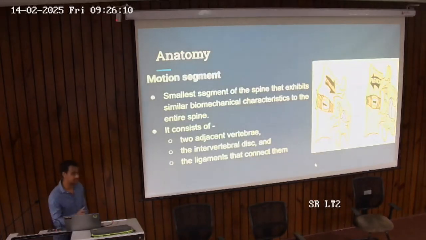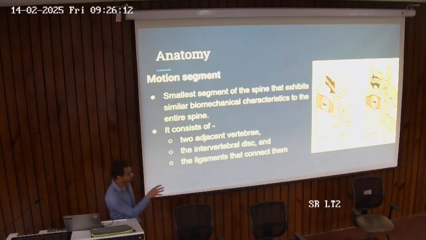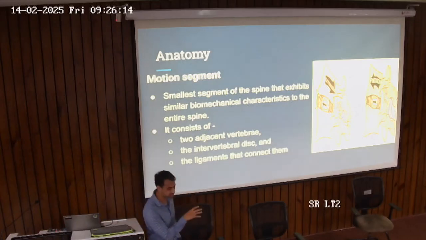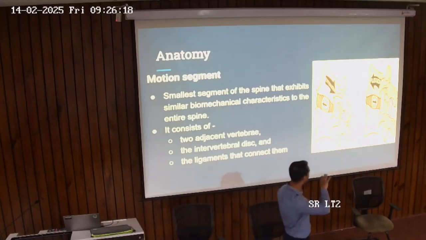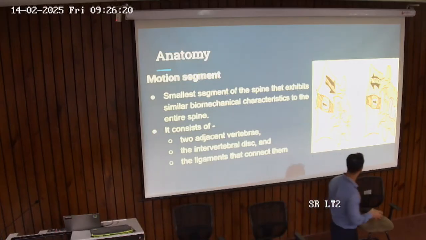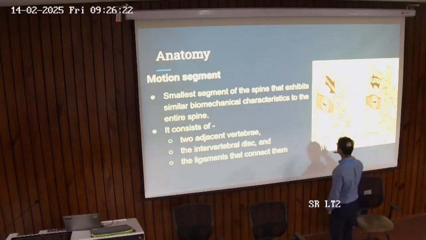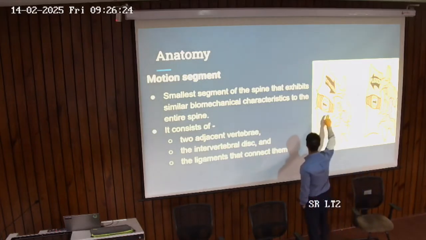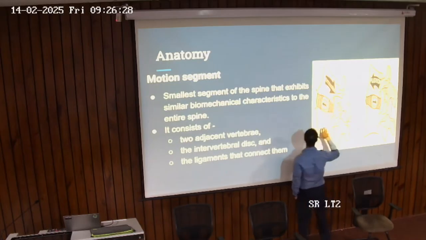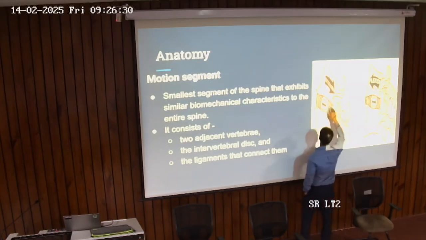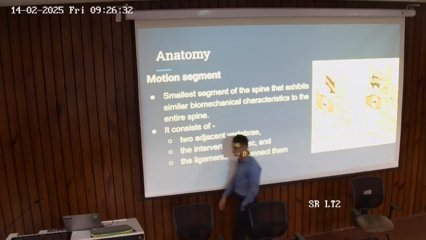Now, what is a motion segment of a spine? Basically, if you read about the structures in this segment and how motion is transmitted, you will know the entire structure of the spine. So this one segment is called a motion segment, which includes the vertebral body above, the vertebral body below, the posterior elements, and the disc in between.